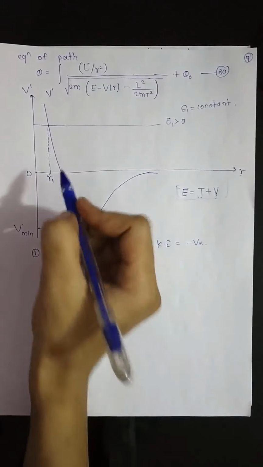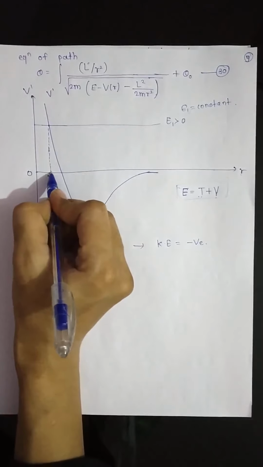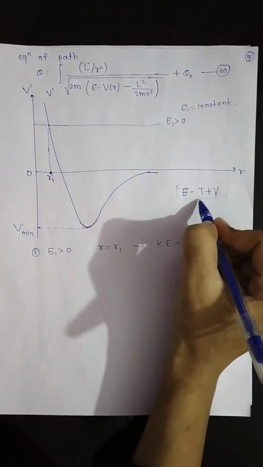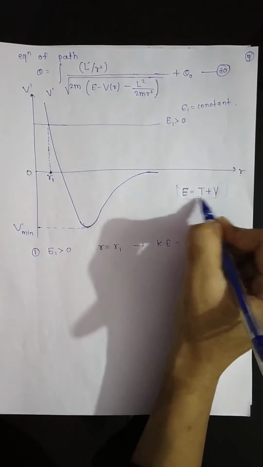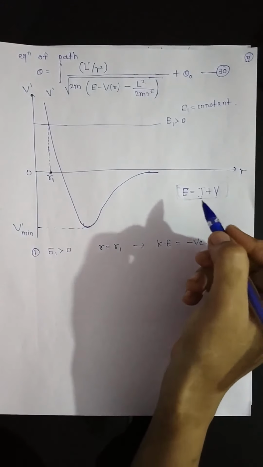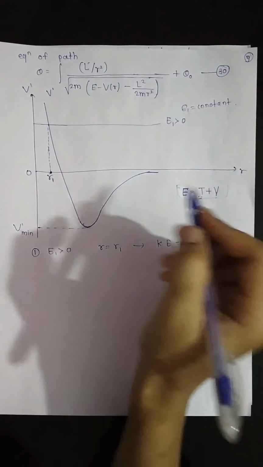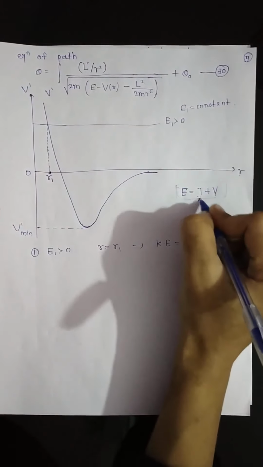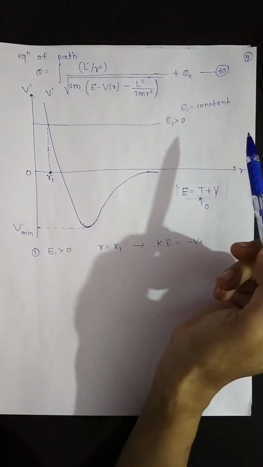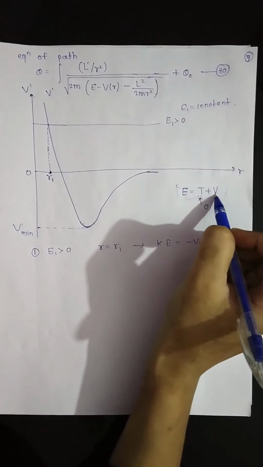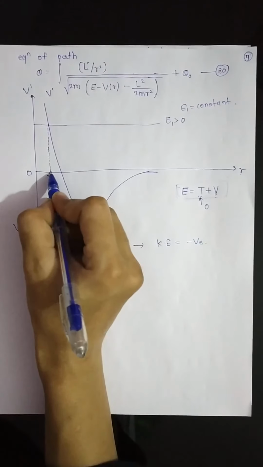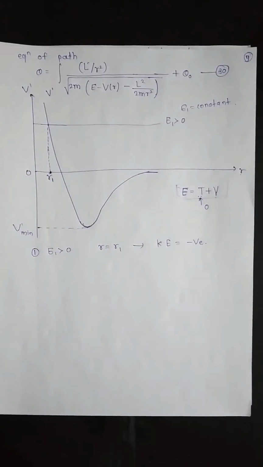So at this point, that is r equals r1, kinetic energy will be negative, so to satisfy this equation, kinetic energy will become negative or 0. Kinetic energy should be 0. I am extremely sorry, here this T should be 0, because at this point the total energy E is T plus V. Now our potential or E is constant. At this point the kinetic energy will be 0.